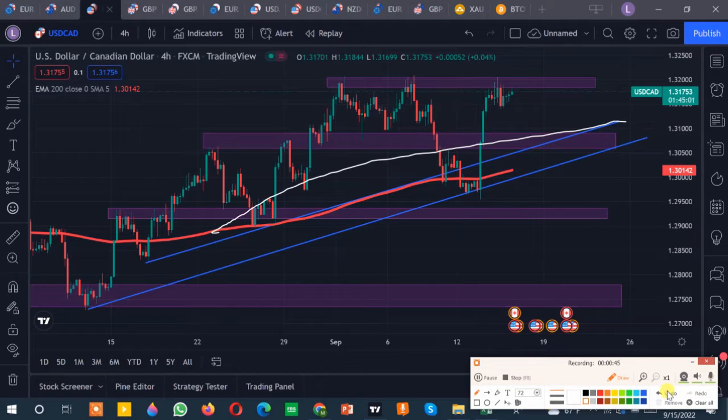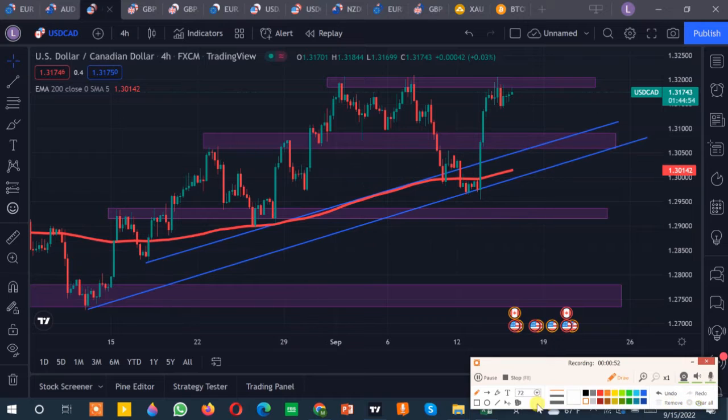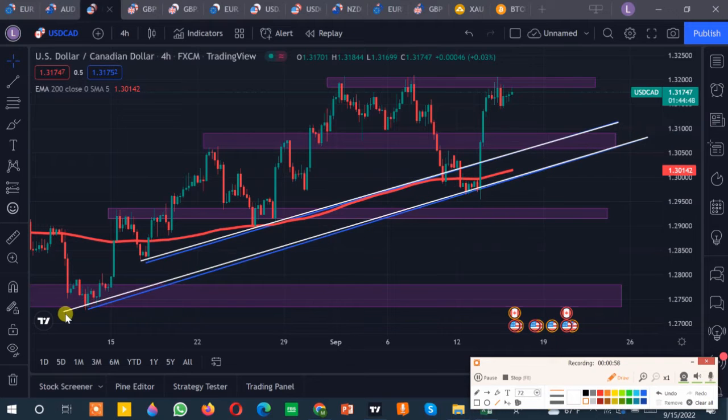It is a trend line, it is another trend line, it is a trend line, it is another trend line, it is the 200 EMA.